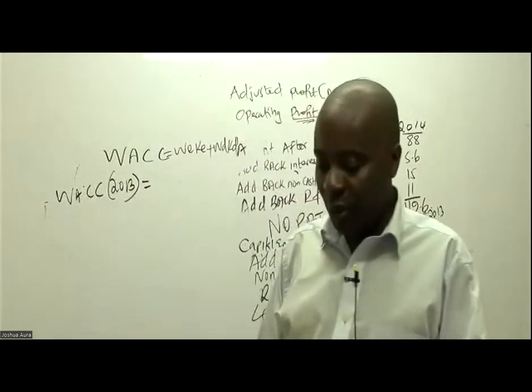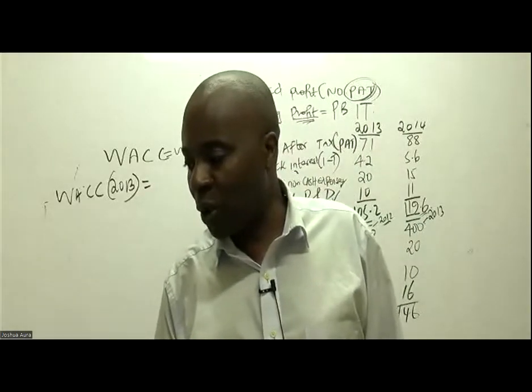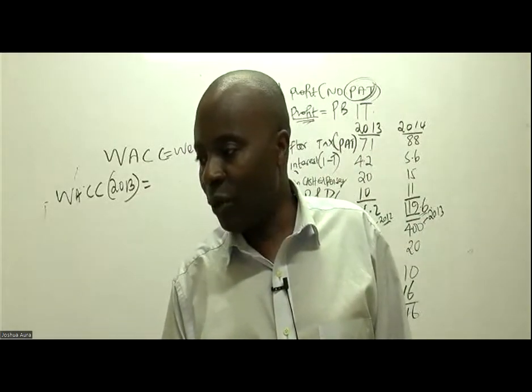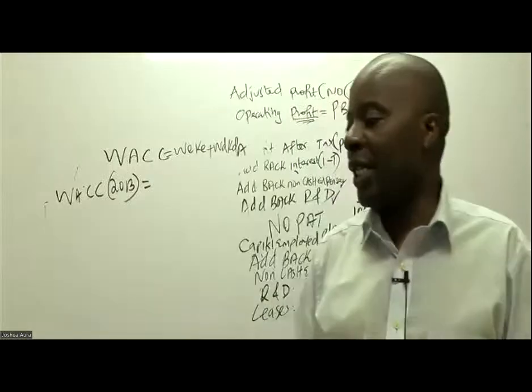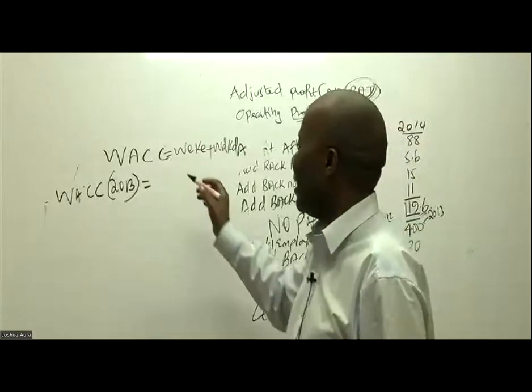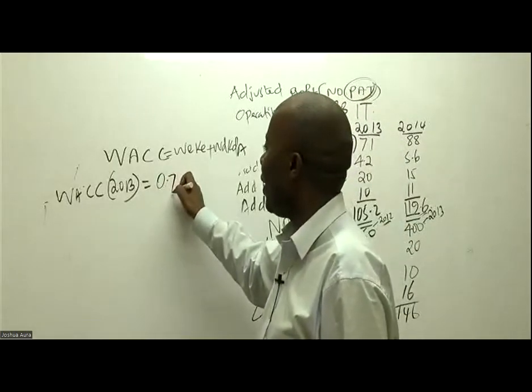Is there somebody who is able to see the weight of equity in the capital structure? Yeah, you can see note number 5. They've given us a target capital structure. Equity is 0.7. Debt is 30%. So 70% and 30%, 0.7 and 0.3. So weight of equity is 0.7.